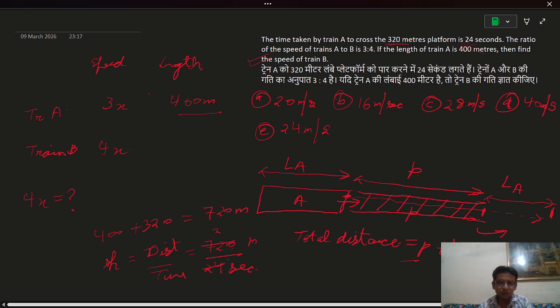24 on cutting, it will become 30 times. So what will be the speed of train A? The speed of train A is nothing but 3x. So 3x equals 30. What will be the value of x? Value of x is 10. Now we have to find the speed of train B, that is 4x. We have the value of x, so 4 into 10. So speed of train B will become 40 meter per second. What will be the answer? Answer will be 40 meter per second.